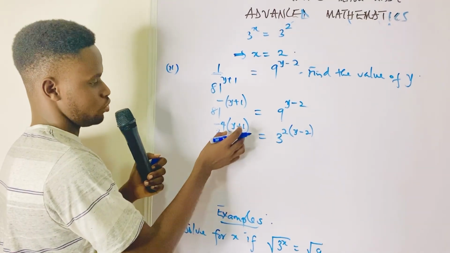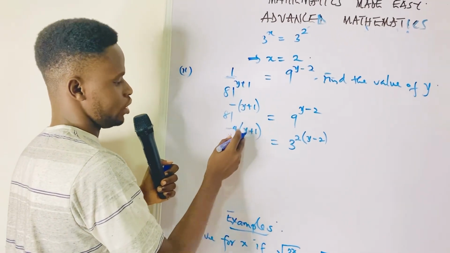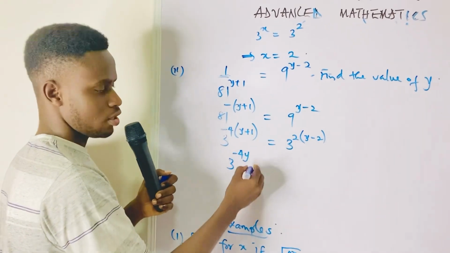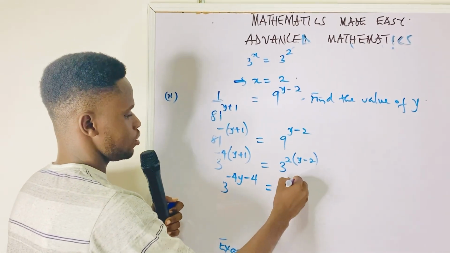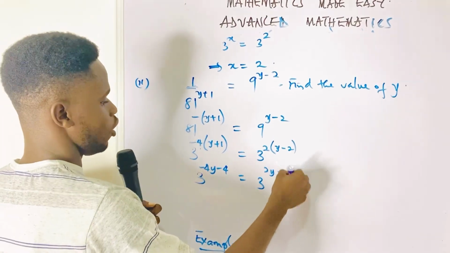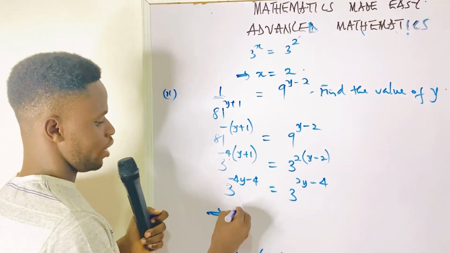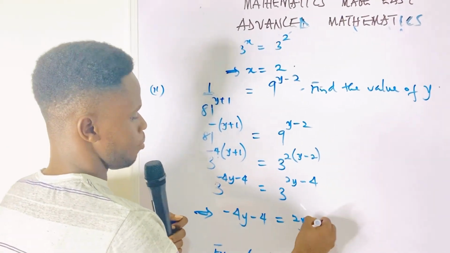So the next step is to expand. We open the brackets. So we're having 3 raised to power minus 4 will affect this and affect y plus 1. So minus 4 times 1 will be minus 4y, then minus 4, equals, similarly, 2 times y is 2y, and 2 times minus 2 will be minus 4. So there will be the same base. What did I say? It implies that the powers will be equal. So there will be minus 4y minus 4 equals 2y minus 4.